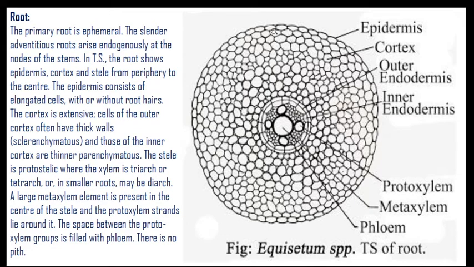This is the outermost protecting and limiting layer, the epidermis, which is followed by the cortex, and below that there is the outer endodermis and then the inner endodermis. These are the metaxylem, these are the protoxylem, and all the remaining are phloem cells. So in this way the root of Equisetum shows typical characteristics.